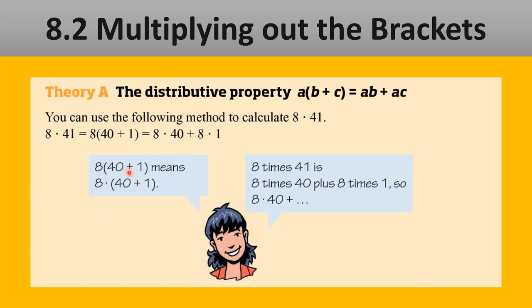So 8(40+1) means 8 times (40+1), right? We leave out this multiplication dot again because mathematicians are lazy. So every time you see this, you must think there's a multiplication dot right there. And that means that this 8(40+1) means the same as this: 8 times 40 plus 8 times 1.